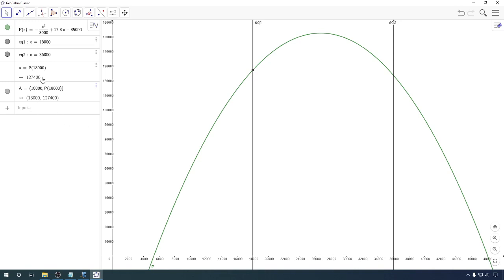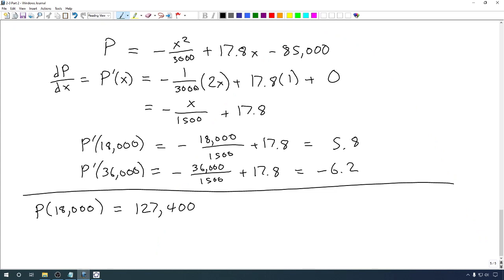That has an actual y value of 127,400. What our marginal profit there is telling us is that if we sell one more item, if we sell one more ticket, because these represent tickets in this example, then we expect our profit to change by $5.80. So P of 18001 should equal that plus 5.8.